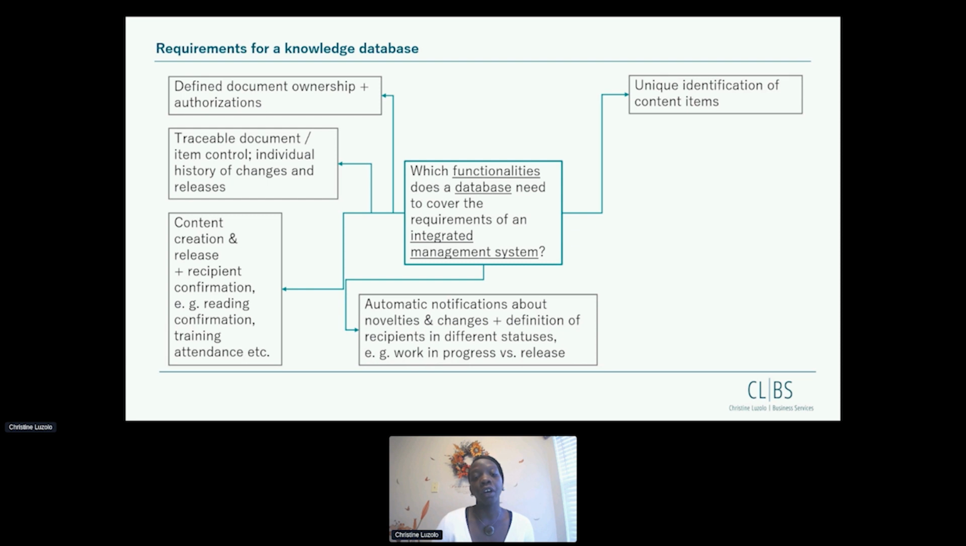Also automatic notifications about novelties and changes. And this can be, of course, a blessing and a curse at the same time, because I think you know it from different shared working spaces. Some are set like this, and now I'm expressing myself in an exaggerated manner, but if the author of a content changes a comma, then the whole company gets a notification. So notifications about novelties and changes are important, but I think it's also important to define the recipients according to different statuses of the document. So, for example, work in process versus a released document. As long as a document is not released, the list of recipients doesn't have to be the whole company. Then it's enough to maybe only send the notifications to the person who has to actually approve the document, for example.